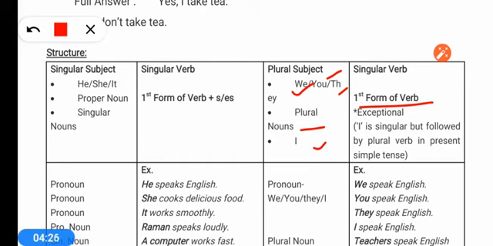So understand the simple rule: with he, she, it, the first form of the verb is used by adding s or es. With I, we, you, they, only the first form is used. That is for affirmative sentences. Examples you can see here.